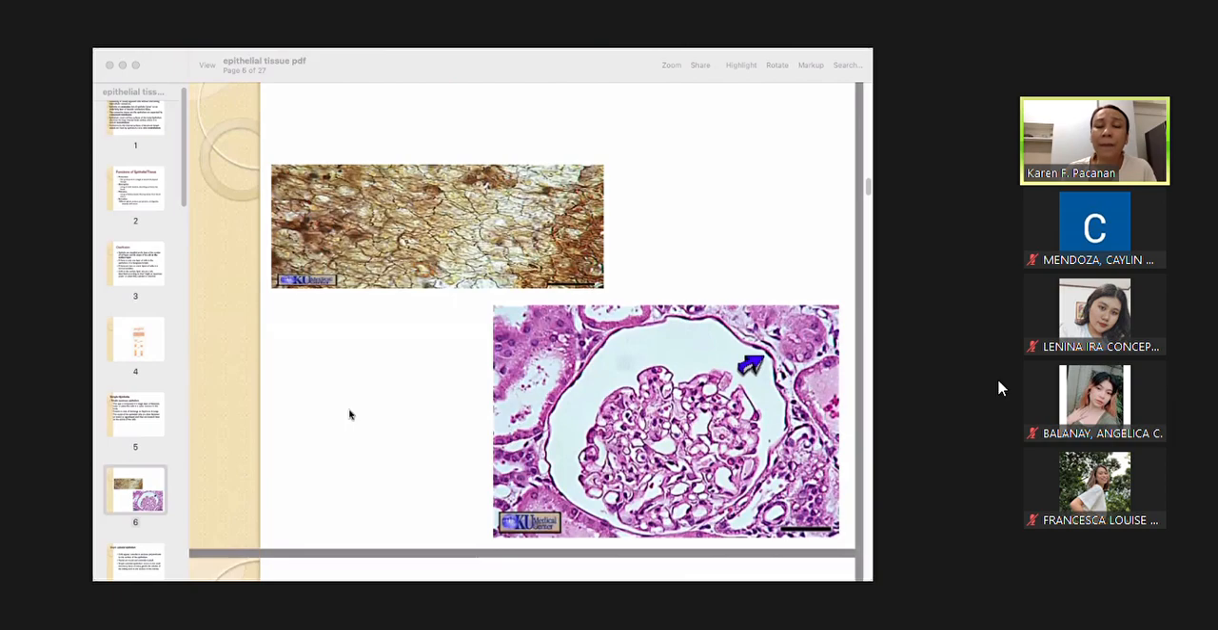Here are now the pictures of simple squamous. This is the one pointed in the picture below, a single layer of flattened cells. In the picture above, it is seen in the surface view. Once seen from the surface, then simple squamous would exhibit polygonal outlines. So they would appear like a jigsaw puzzle. Okay? So pag nakakita ka ng ganitong appearance, para siyang jigsaw puzzle, then you name it as simple squamous epithelium.